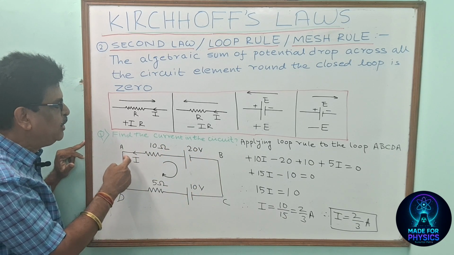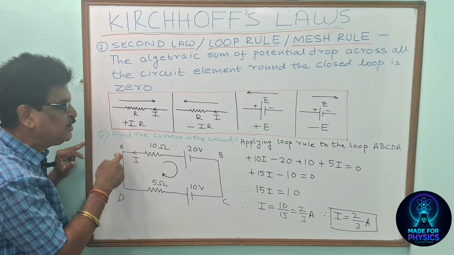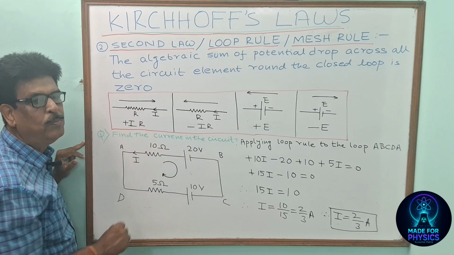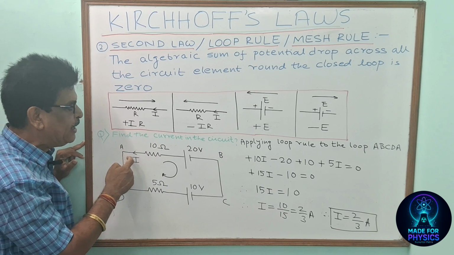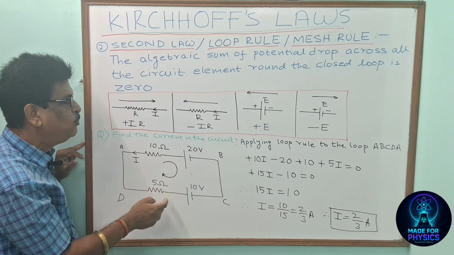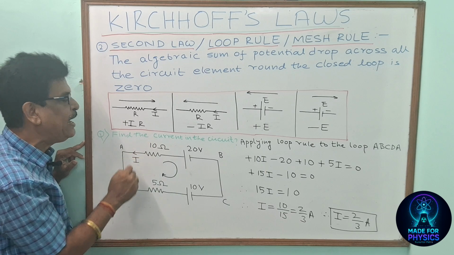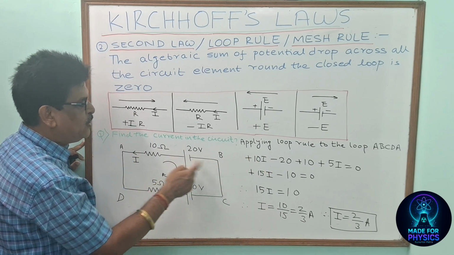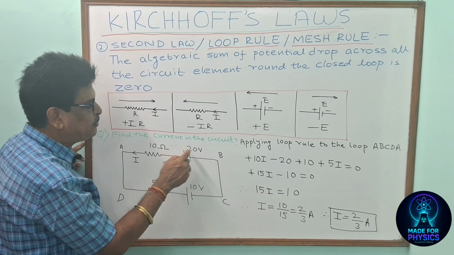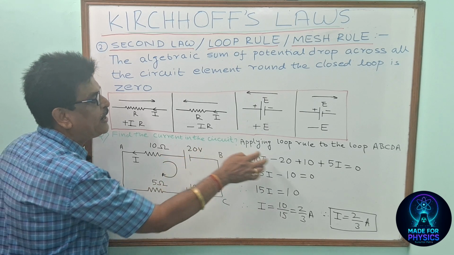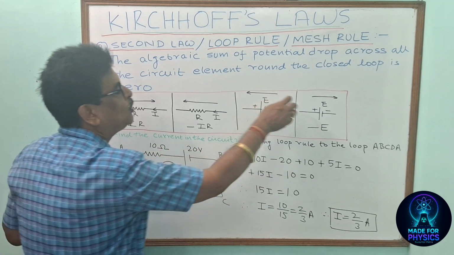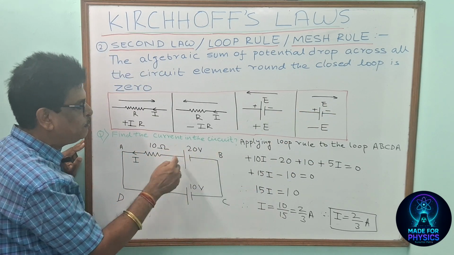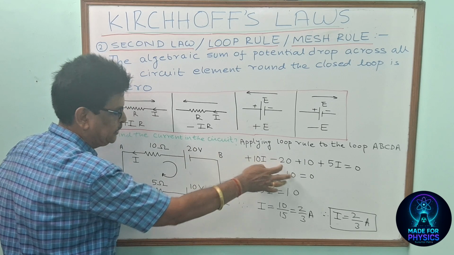So first of all, we'll be going from A to B. As we go from A to B, we first of all encounter this 10 ohm resistor. And as we are moving against the direction of current, this potential drop 10I will be written with positive sign. When you are moving from positive to negative, therefore we'll write minus 20. See, positive to negative, minus.